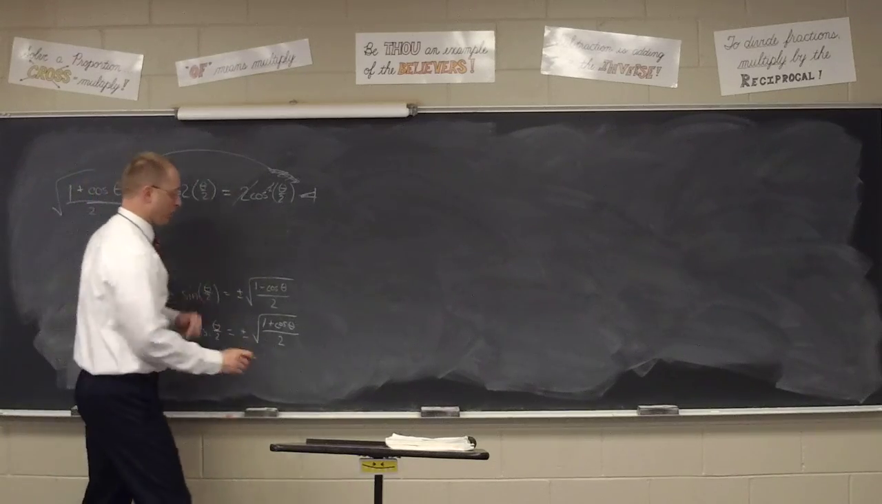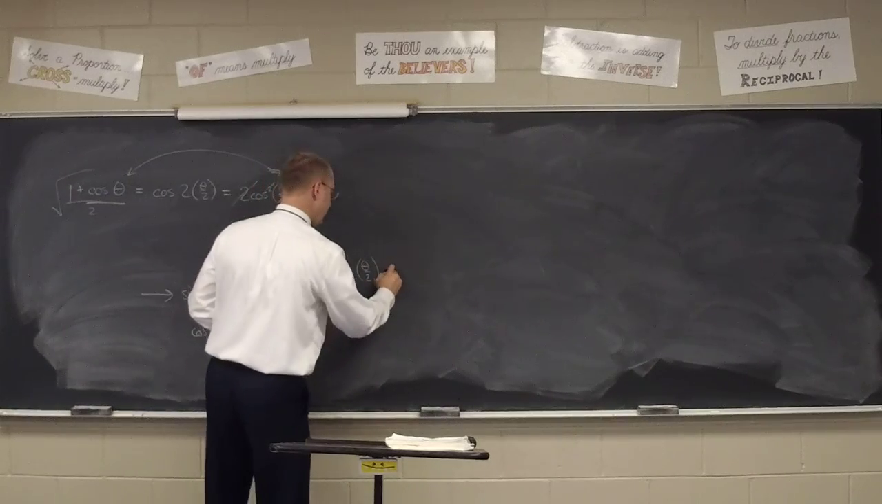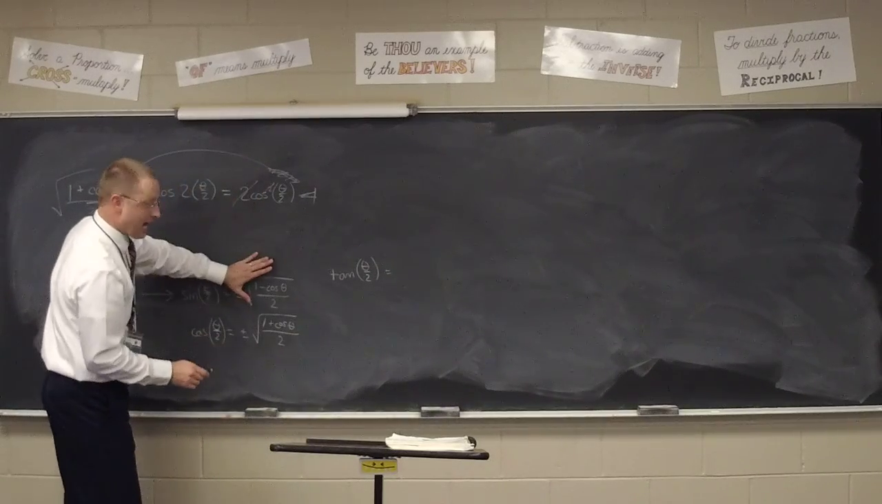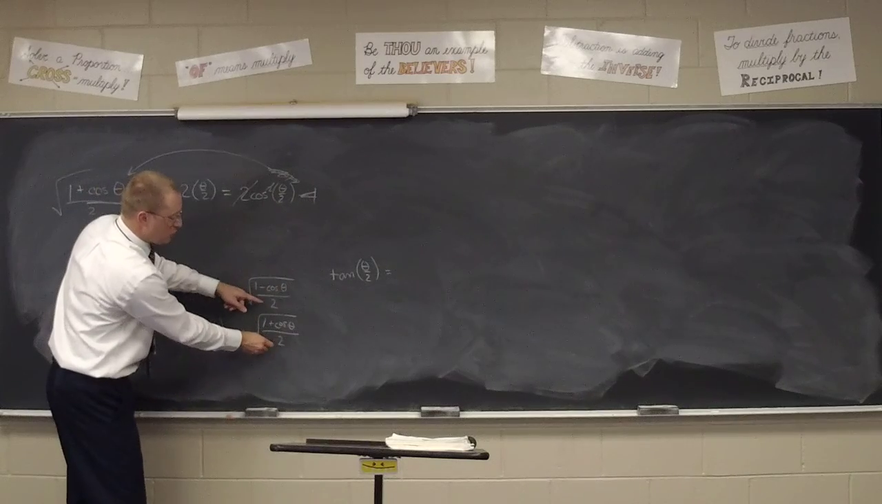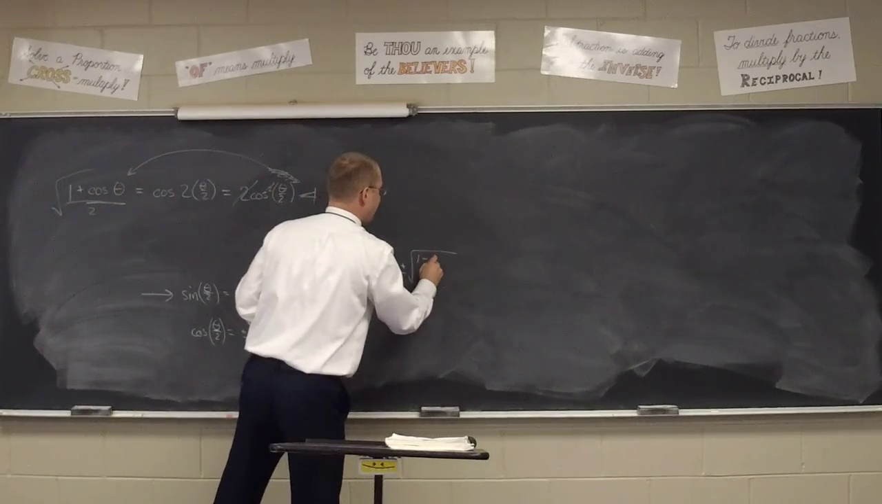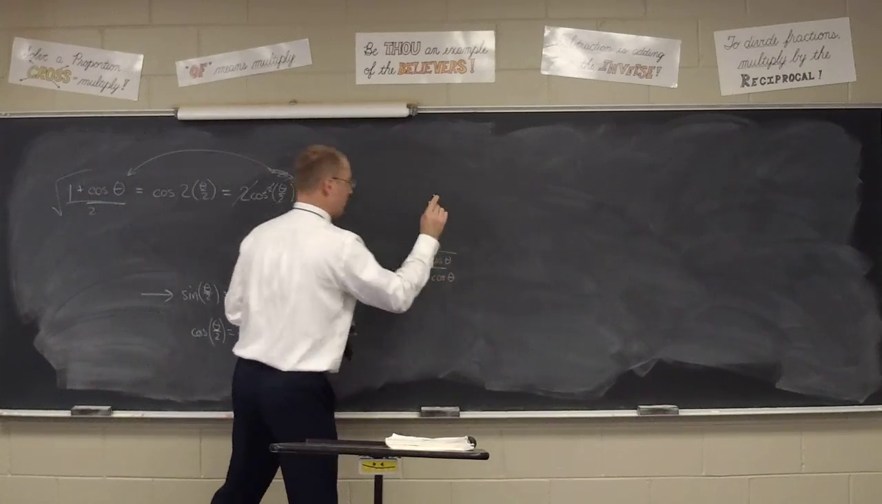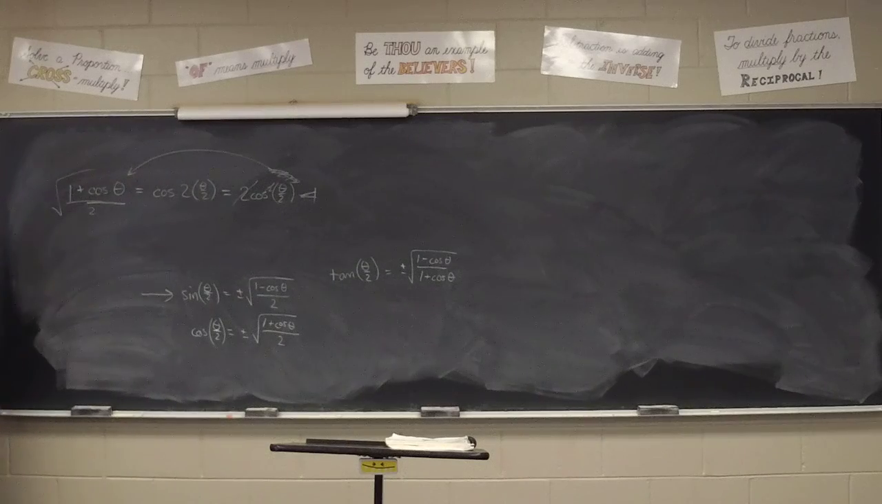And furthermore, you know that the tangent is always sine over cosine, right? So if I were to put the sine above the cosine, those two denominator 2's are going to cancel, right? To get plus or minus the square root of 1 minus cosine theta over 1 plus cosine theta. And there's your tangent half angle identity. You're writing these down.